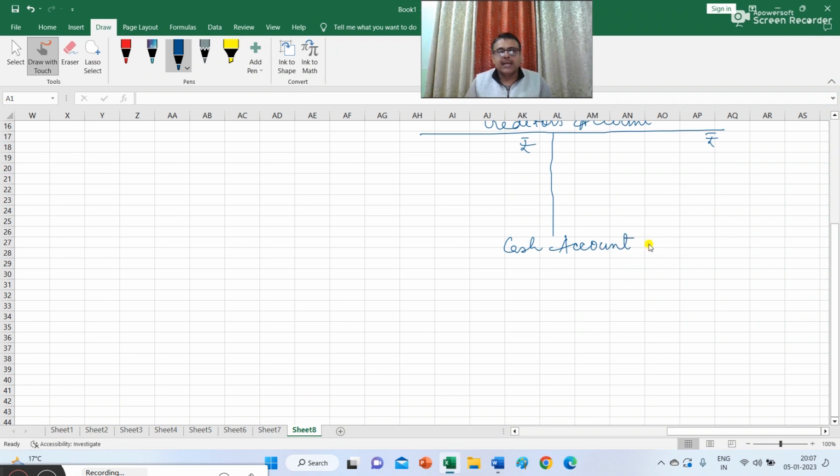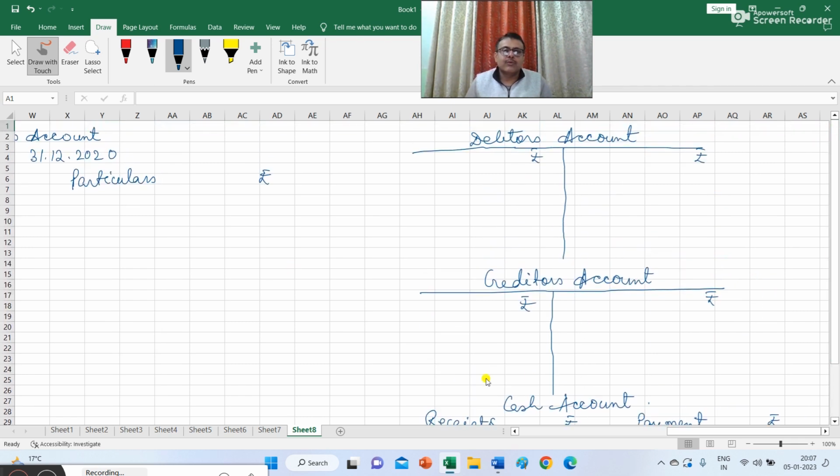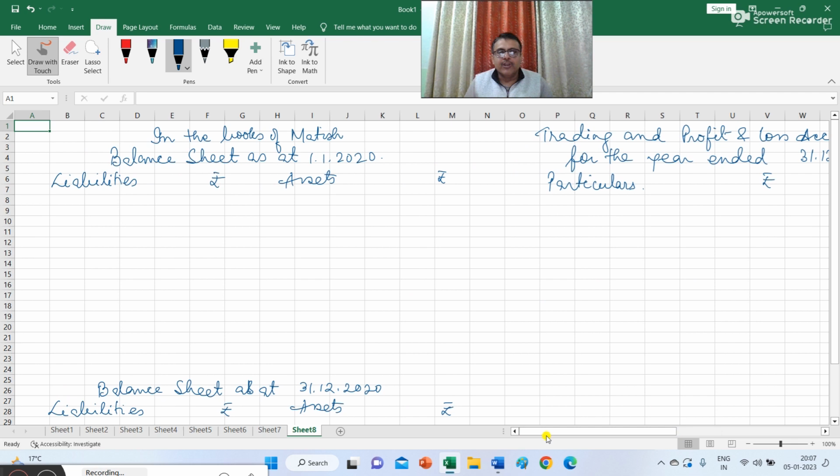So I am writing here cash account. On debit side we have to write the receipts, rupees, and on credit side I have to write the payments, rupees. So these are the basic ledgers that you have to prepare whenever you get a problem on single entry. Now, as I progress the solution, we have to prepare further accounts as and when required. So let us first post the figures which are given in the question.